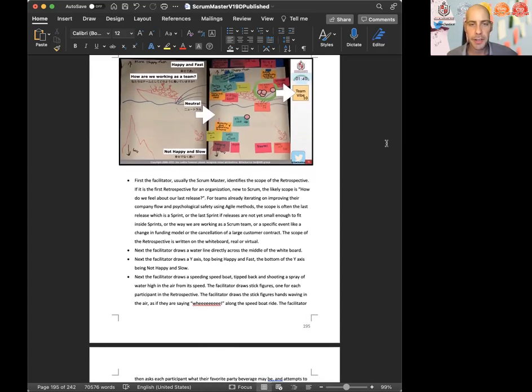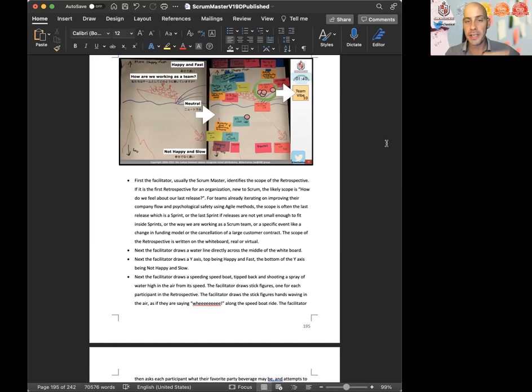First, the facilitator, usually the Scrum Master, identifies the scope of the retrospective. If it is the first retrospective for an organization new to Scrum, the likely scope is, how do we feel about our last release? For teams already iterating on improving their company flow and psychological safety using agile methods, the scope is often the last release, which is a sprint, or the last sprint if releases are not yet small enough to fit inside sprints, or the way we are working as a Scrum team, or a specific event like a change in funding model or cancellation of a large customer contract. Those all could be events that would trigger a retrospective on that scope. The scope of the retrospective is written on the whiteboard, real or virtual.